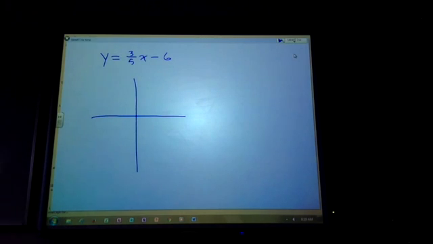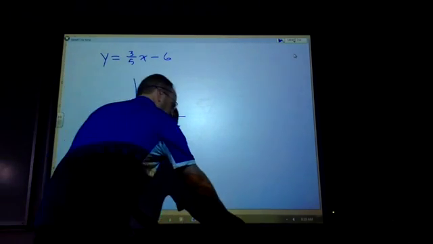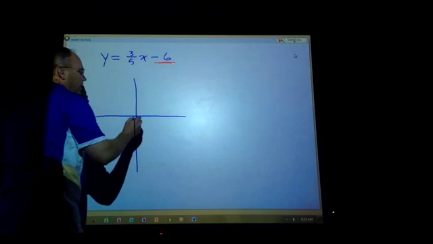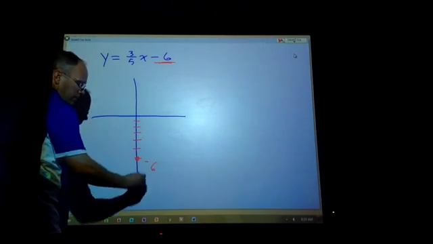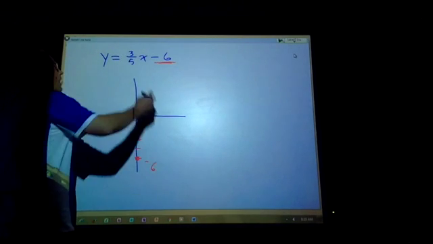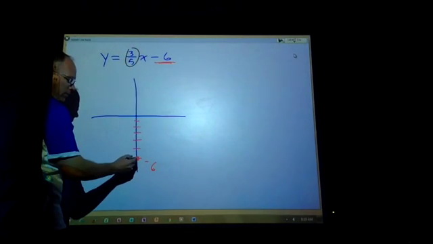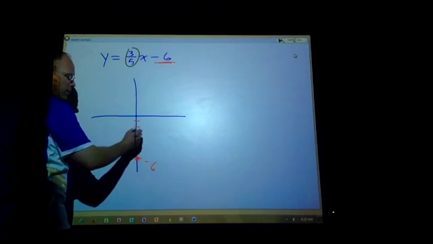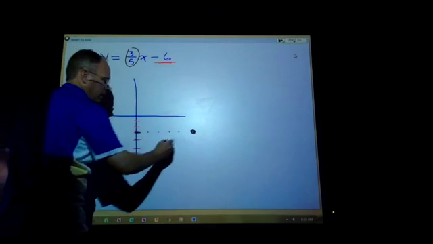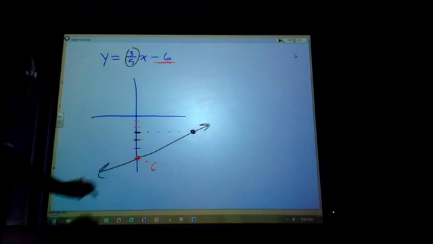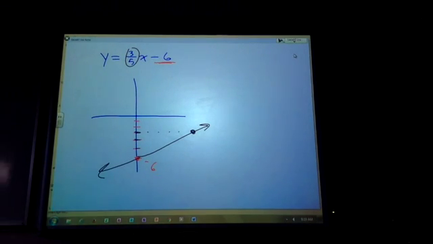You go down to -6. Okay, so that's my y-intercept, so I'm going to go down, and then you go up 3 and over 5. Because that slope is positive, from this point I'm going to go up 3 and over 5. And then that's all you have to do. So that's one way of graphing. That's the way of graphing when it's in slope-intercept form.